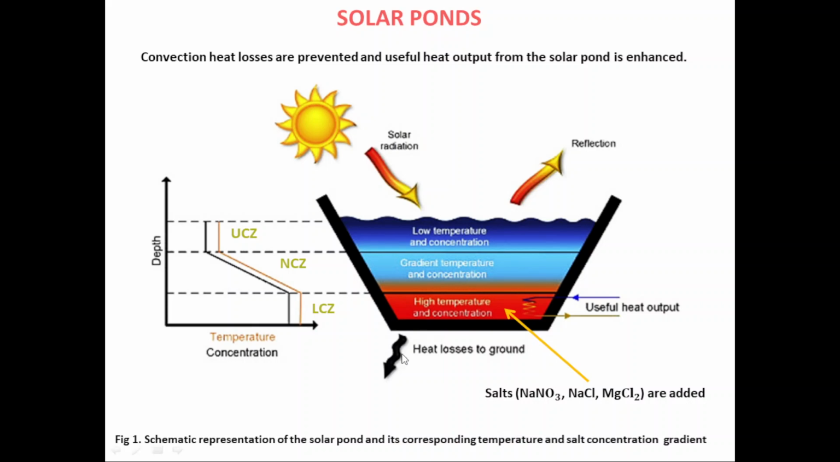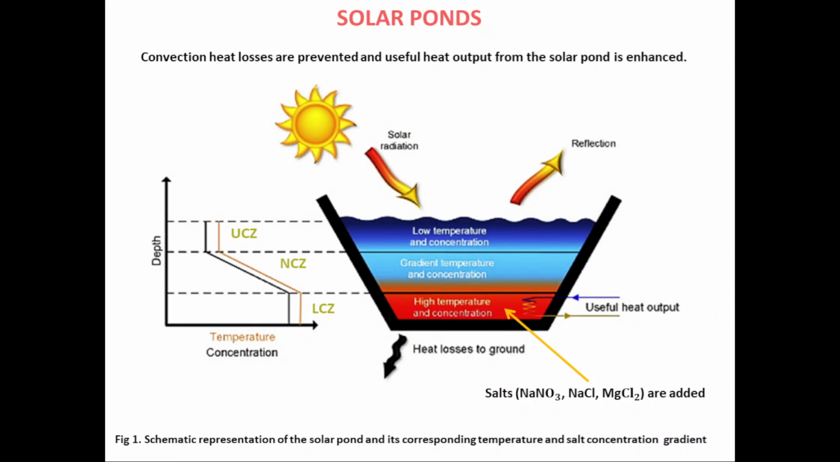Yes, because the majority of the salt that we dissolve is in the bottom section of the water. So the concentration of the salt is very less, it's a very thin layer, and the temperature remains uniform. Whereas if you go a little bit deeper, you have your gradient temperature region, or your non-convective zone. So here there will be no convection.